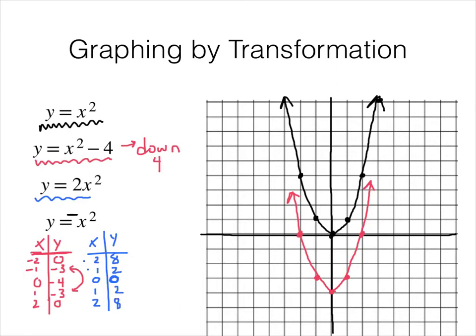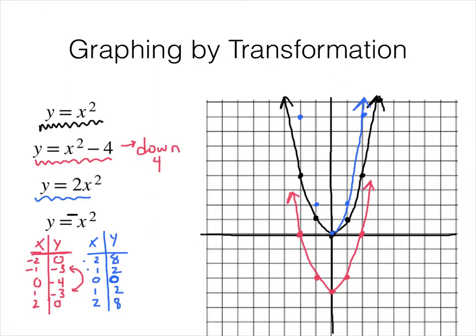So let's graph the green one, a blue one. It's not green, it's blue. All right, 0, 0. Negative 1, 2. Negative 2, 8. 3, 4. There we go. And the same thing on the other side. 2, 8. And 1, 2.